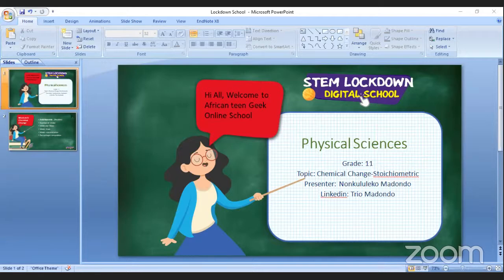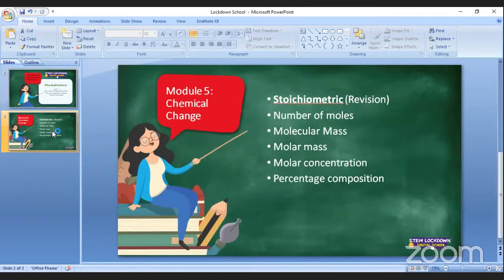And I just want us to outline the first module of chemical change. In this case, we're going to be doing stoichiometric. Sorry if I might be saying it funny. Stoichiometric. We're going to be doing revision basically.